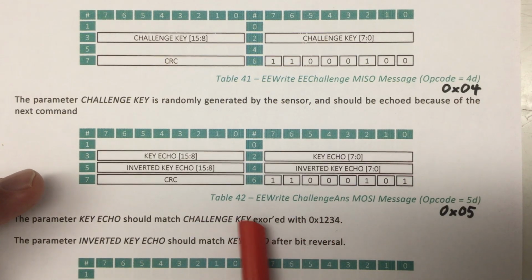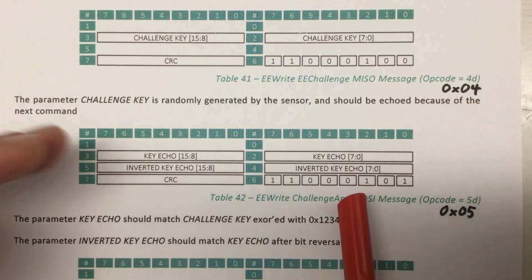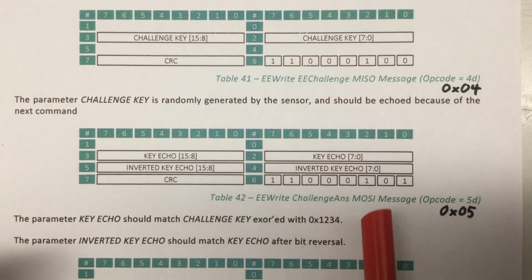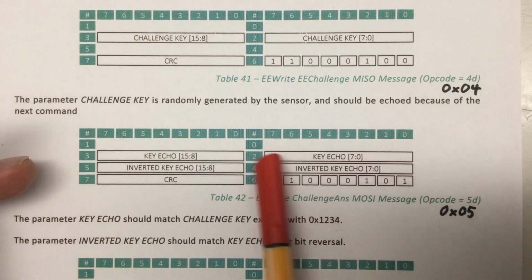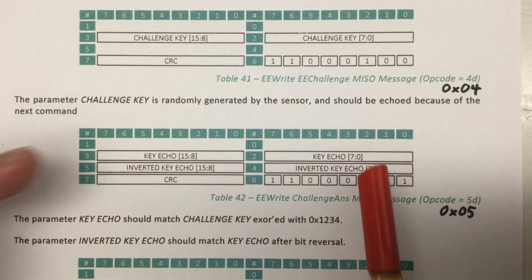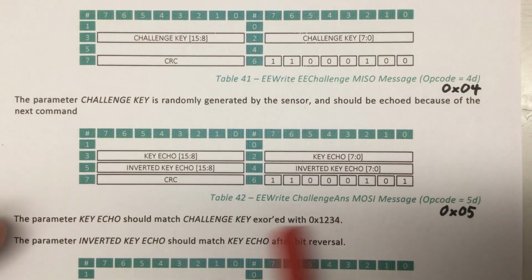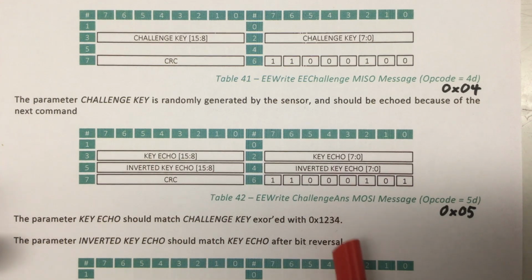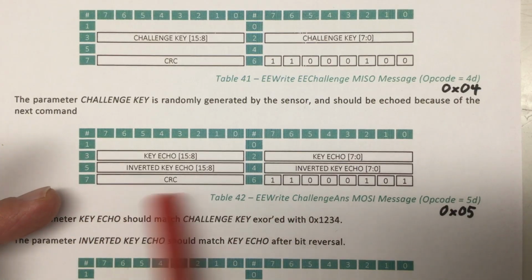The next MOSIMessage, which we have to send over to our slave, is the, at least here called so in table 42, EEWrite challenge answer. I called it the EEResponse because it's a response to that EEChallenge. And that needs to contain here an echo key in bytes 2 and 3. And the echo key is nothing else than the challenge key we previously received, XORed with hexadecimal 1234. And it also contains an inverted echo key that's just binary inverted the key echo, and then the usual stuff.